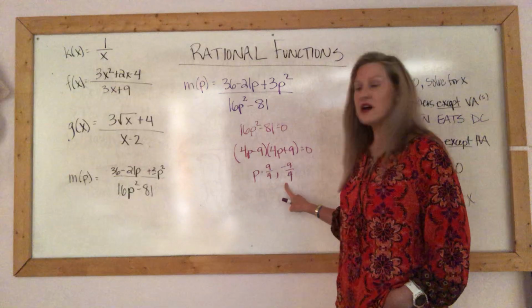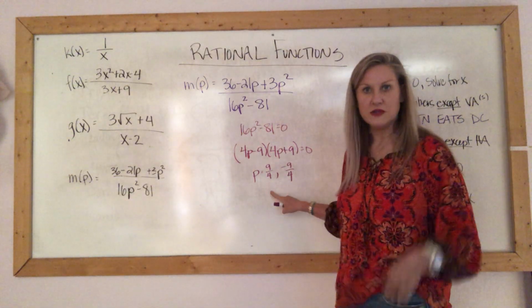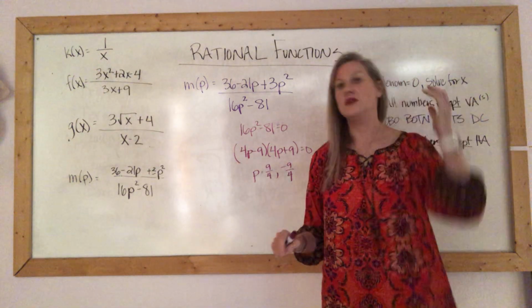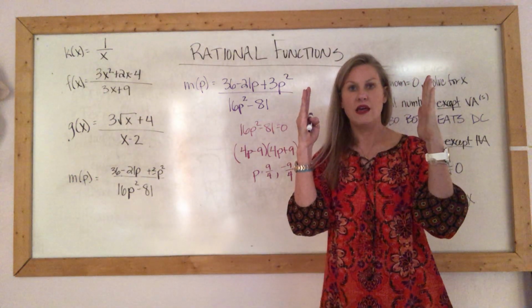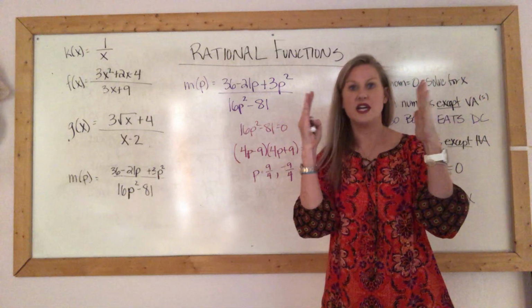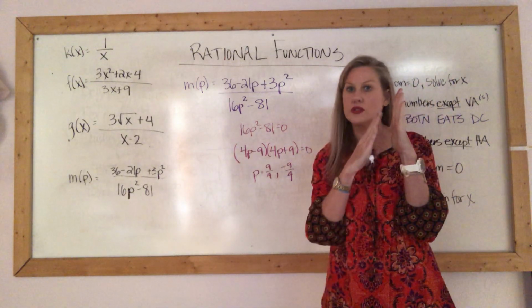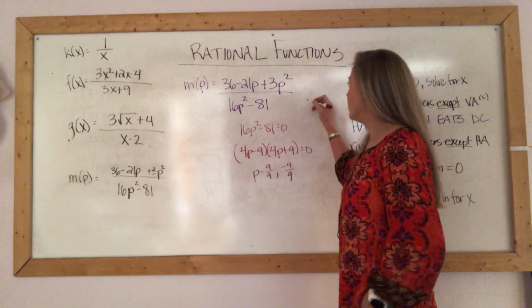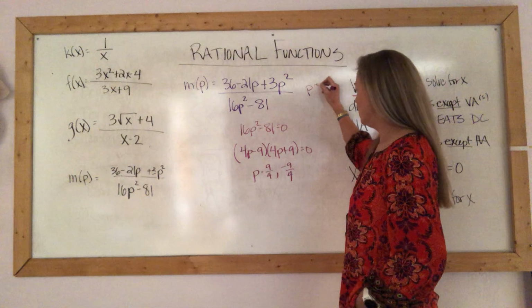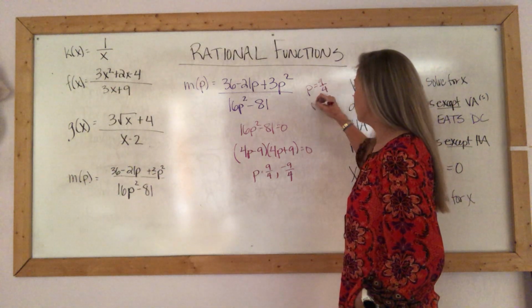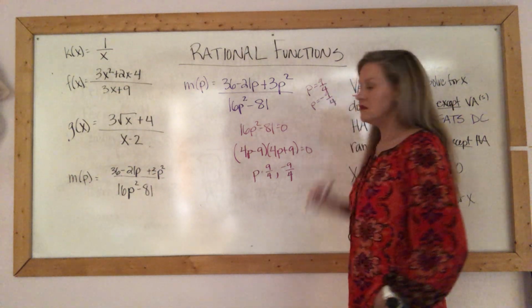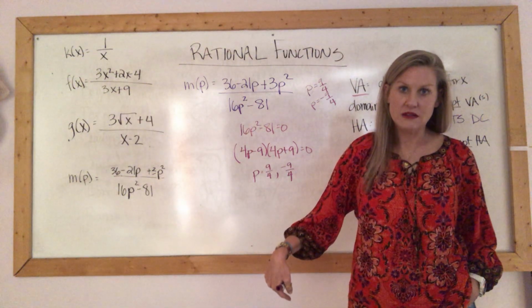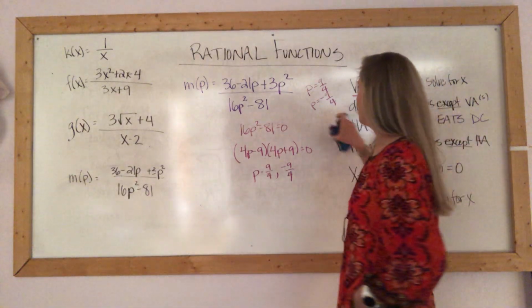So I just found my vertical asymptotes. This has 2 vertical asymptotes, so it has 2 vertical lines that the function will not touch, not cross. It'll get closer and closer, but it won't touch or cross them. So the equations of my vertical asymptotes are p equals 9/4, p equals -9/4, and that means I automatically have my domain.